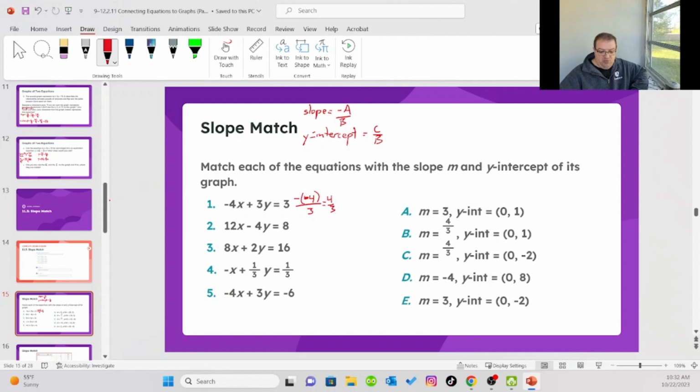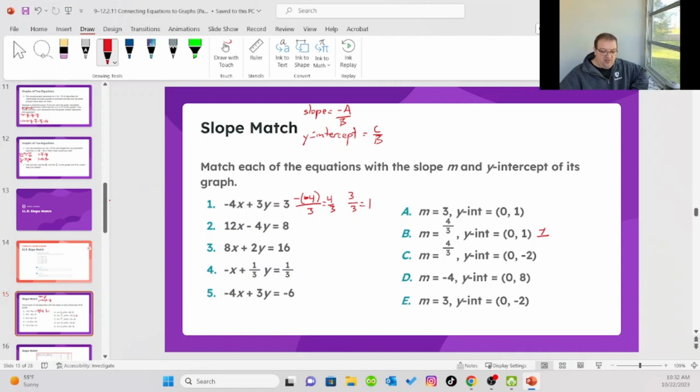So it's got to be b or c. I've got an intercept of c, which is 3, divided by b, which is also 3, and anything divided by itself is 1. So I have slope of 4/3 and y-intercept of 0, 1. This must match number 1.